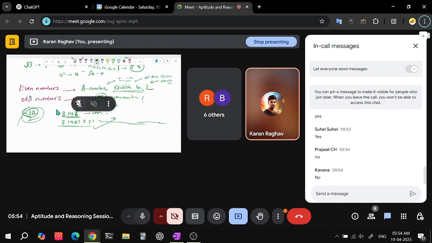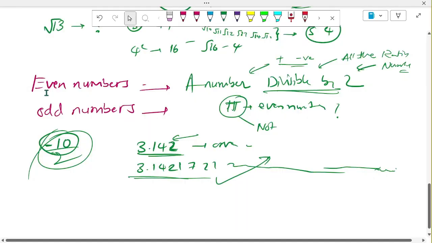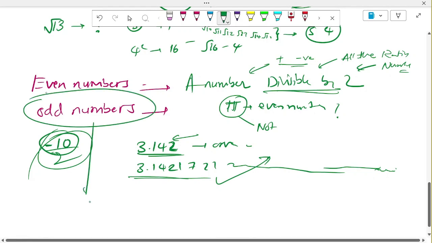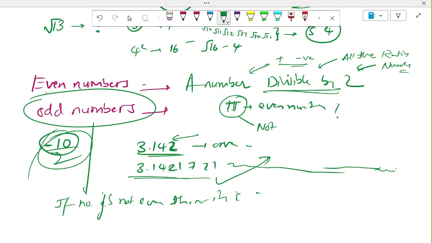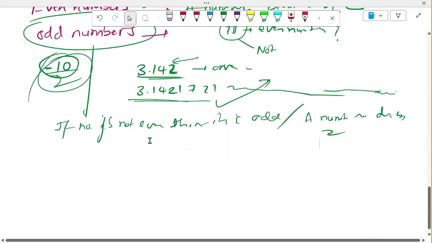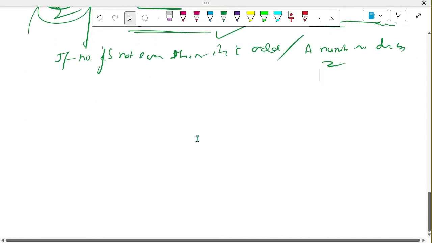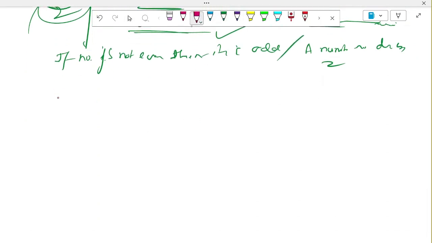Okay. Now the definition of odd numbers. If a number is not even, then it is odd. Or you can have another definition: a number not divisible by 2. Both are same, but you can have such definitions also. You can write your own definition. If somebody asks you what are even numbers, you can tell these definitions.